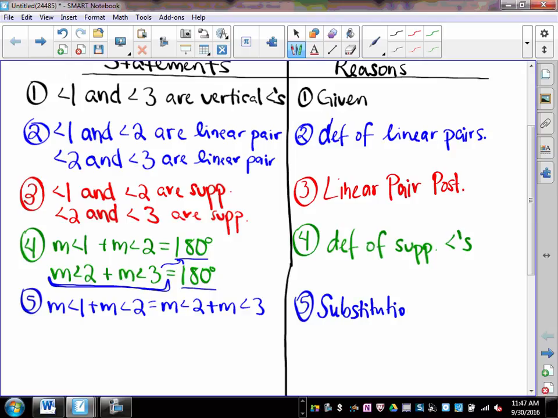Substitution. Transitive property is really just substitution twice. So here we have angle 1 and angle 2 equals 180, and 180 equals angle 2 and angle 3, so angle 1 and angle 2 equals angle 2 and angle 3. So that's transitive, but when in doubt, say substitution. So you could have also said transitive. Either one is acceptable. Transitive.